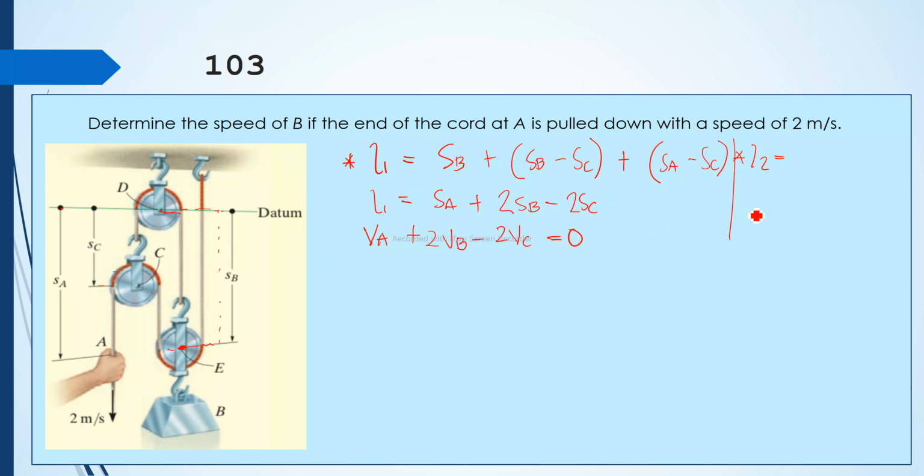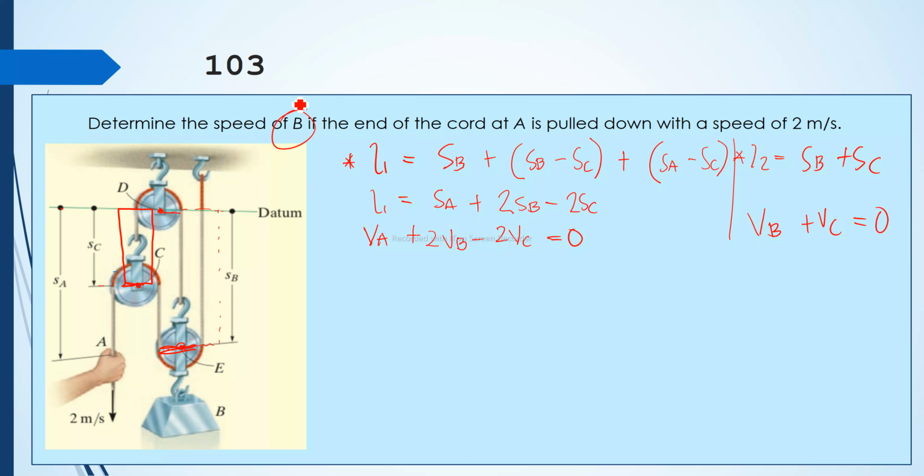So let's say the length of that is just SB, and then we need to get the length here. If you note, we try to get the length from the datum to another datum and to another datum. So that is just SC. So we'll have plus SC. And if we differentiate that with respect to time, we will have the velocity of B plus the velocity of C is equal to 0.